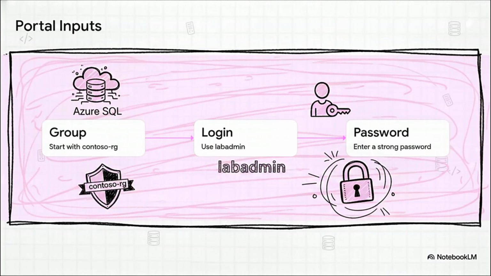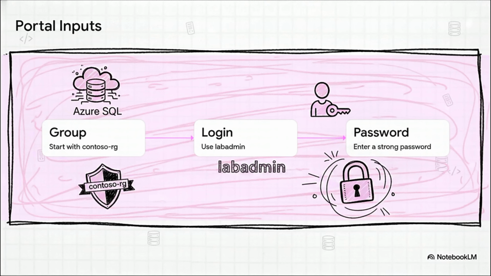Once you click that button, you'll land on a screen in the Azure portal titled Create a SQL Server and Database. Now, the beauty of the ARM template is that it'll already have a bunch of the details filled in for you. However, you will need to provide a few specific manual inputs to customize it for your session.